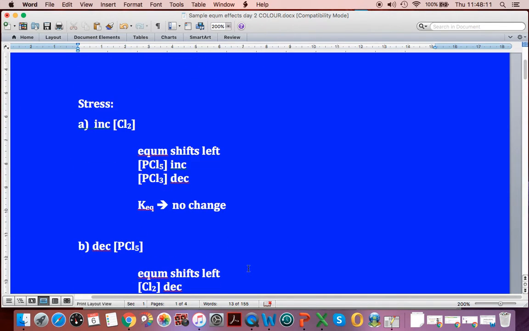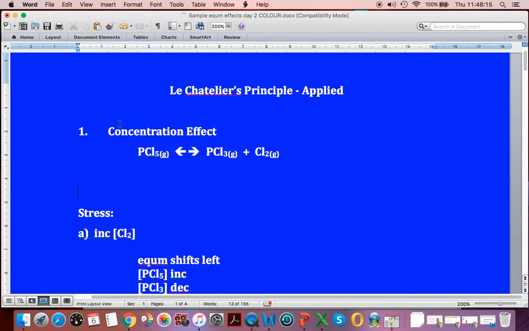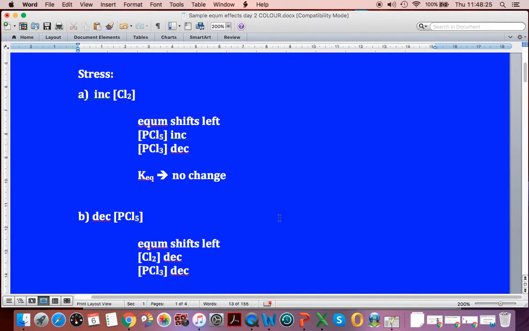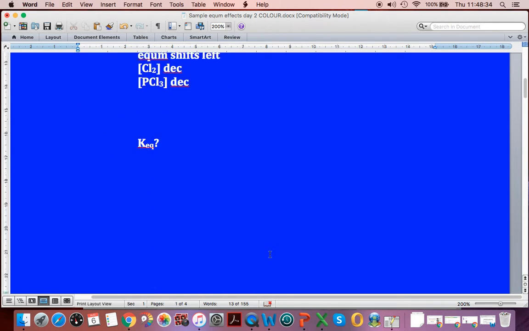So we'll try another one. If we decrease the PCl5, well, this is dropping. Equilibrium comes over to the left to try to replace that PCl5, and therefore the PCl3 and the Cl2 will decrease. And that's what it's saying here. And again, no effect on the value of Keq when it's a concentration change.